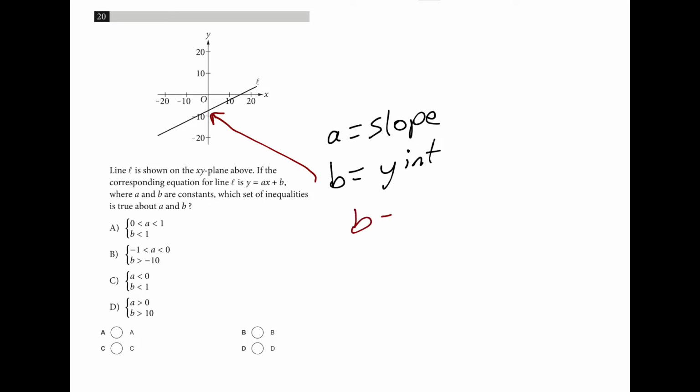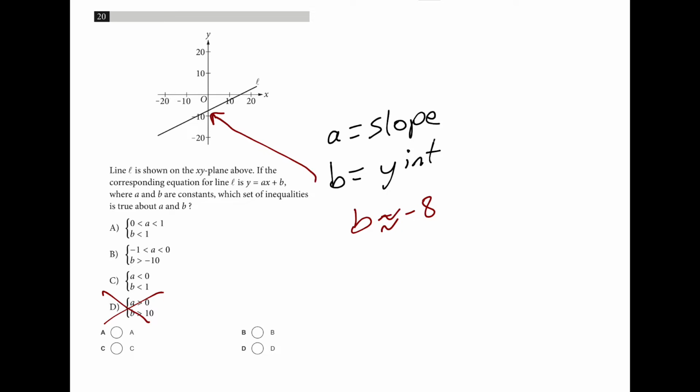Next up, given this equation, remember that A is our slope and B is our y-intercept. So we know that our y-intercept, in particular, falls right down here. So B is something like, about -8 or so. If I look at these different equations, this one is not true. B is not bigger than 10.